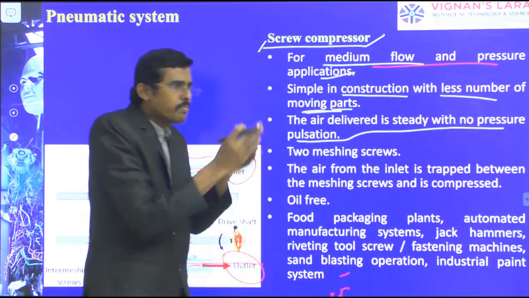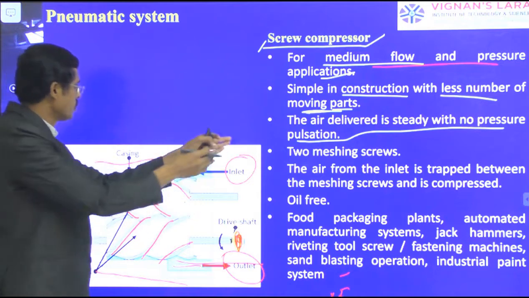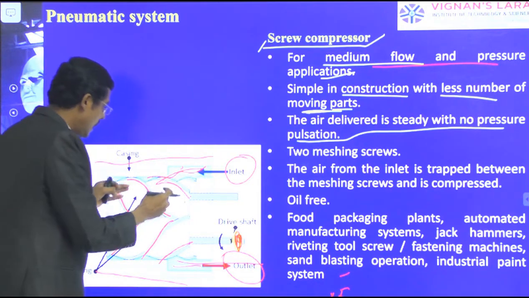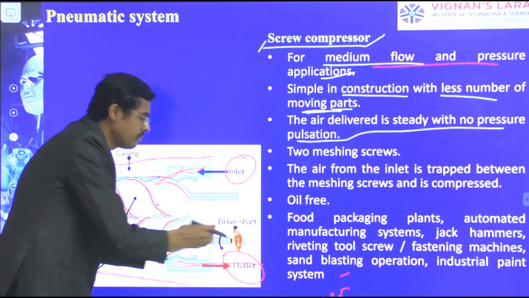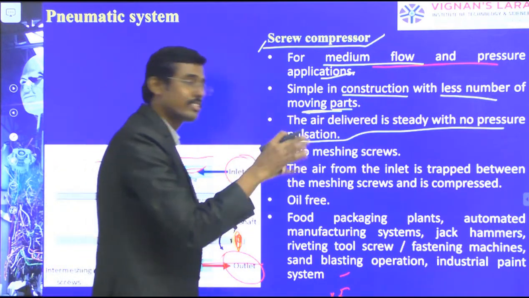Pulsation means the change in pulses will not happen. The flow is uniform, because the threads are uniform, the inlet is uniform, and it is rotating slowly, at a medium rate. It is going to give the exit of the air.